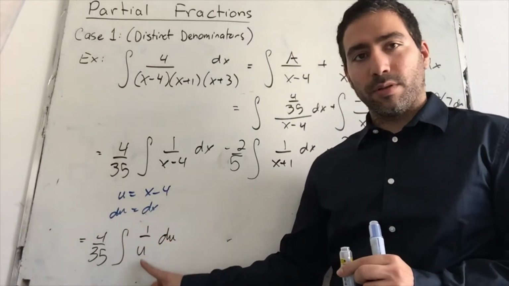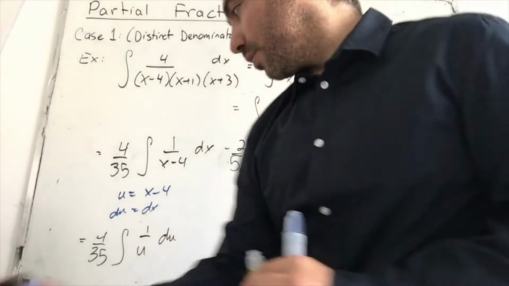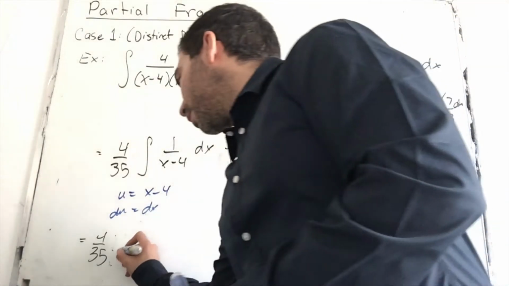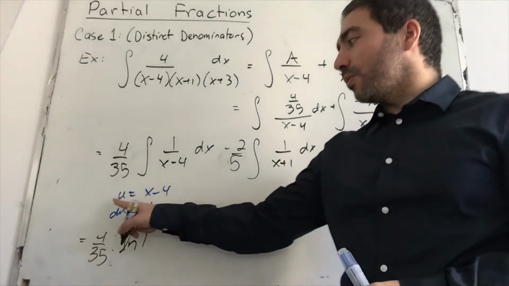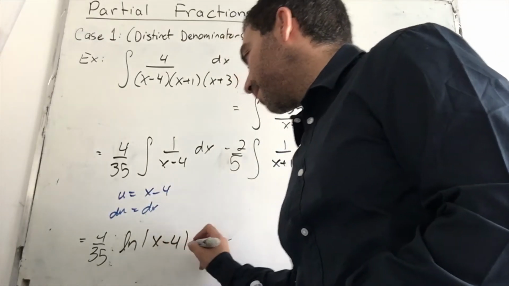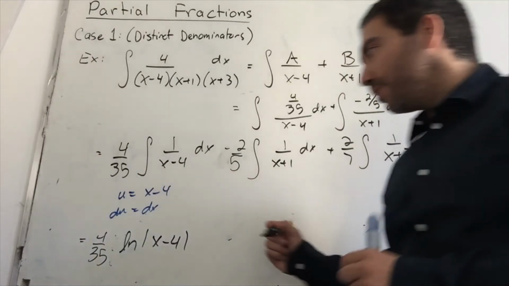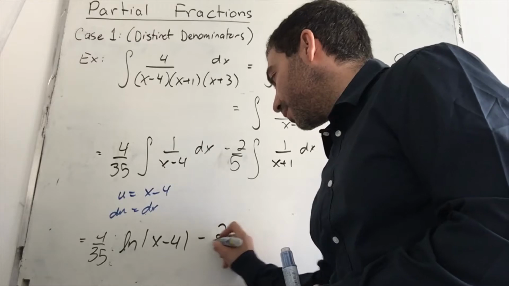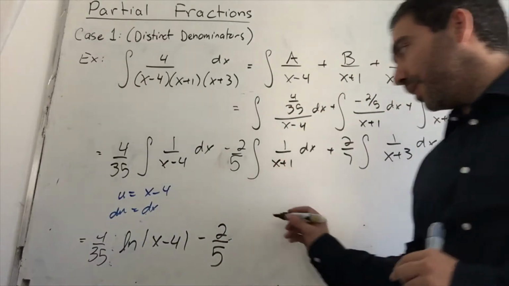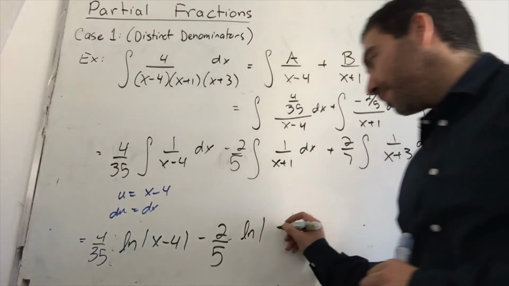And we know the integral of 1 over u is just ln of u. So let me just write that. ln of u. But wait, what's u equal to? U is equal to x minus 4, so we come back in terms of x minus 4. And this piece is done. And we do the same thing with the other ones. It's essentially just a u substitution. So we get -2/5, and if we do the same idea, a u substitution over here, we get ln of x plus 1.